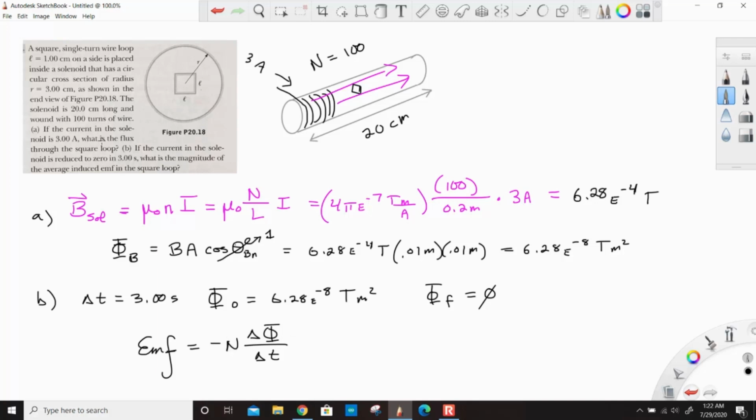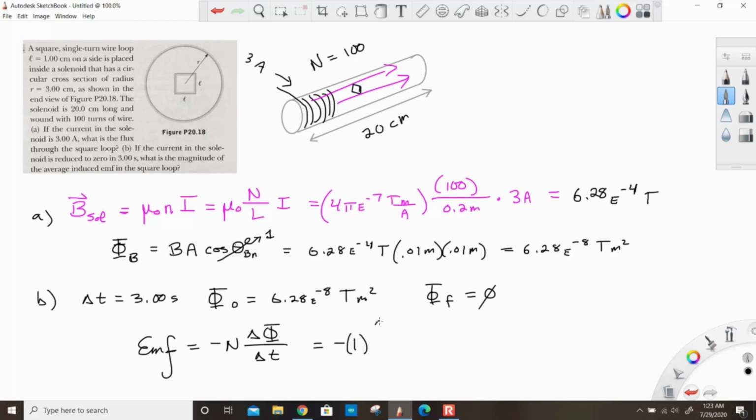N is the number of turns in the hoop that is experiencing the flux change. That would be this hoop, right? If you've got a battery attached, then that's not the one you're looking for. N represents the one that is experiencing the flux change. This says the square is a single turn wire loop, so that means that N is equal to 1.